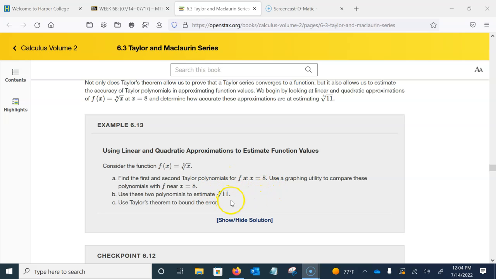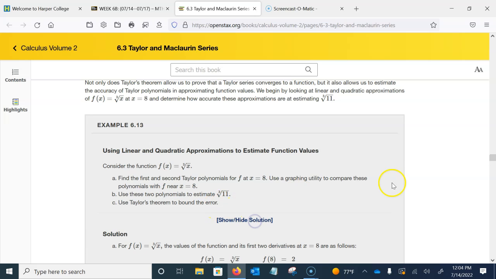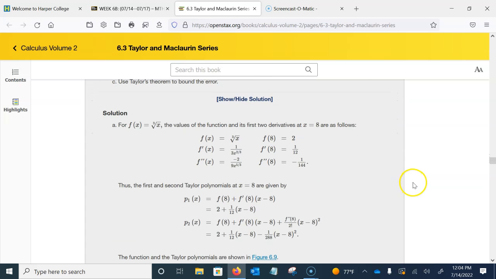Okay, so once we do that, we'll find an estimate of the cube root of 11 using our first and second polynomials, and then we'll find an error on those estimates. Okay, let's look at what the textbook does first. First, you're going to need to find some derivatives.